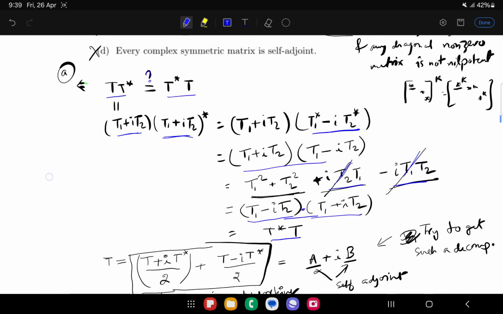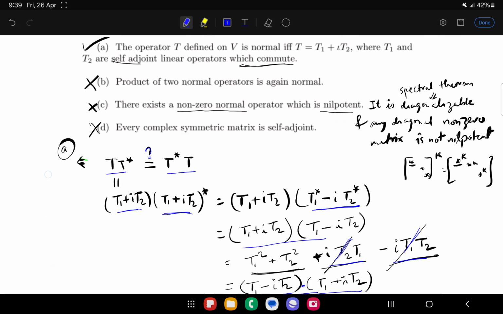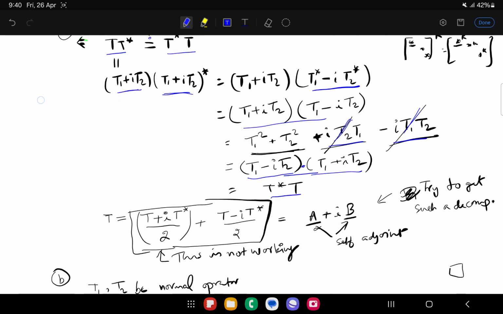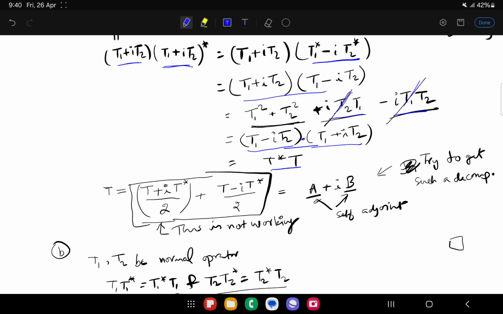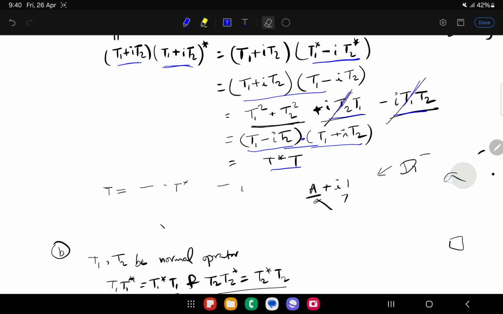Now, given that T is normal, we have to give such a factorization, such a decomposition maybe. How to show this? Because this was not working, so let me rewrite it.